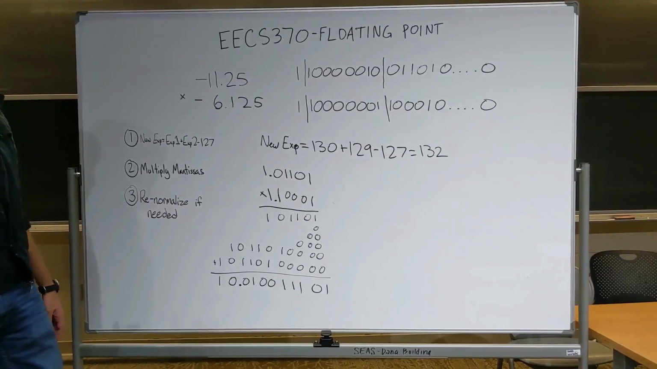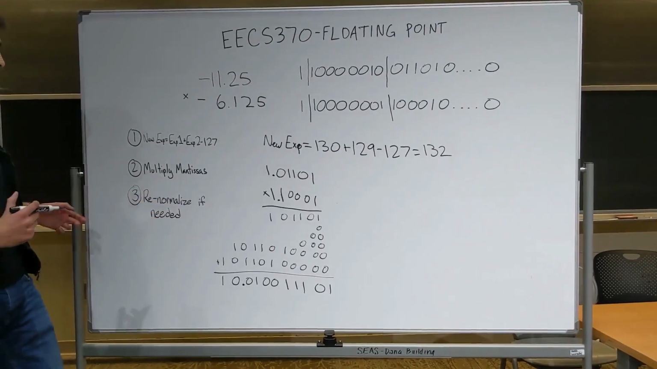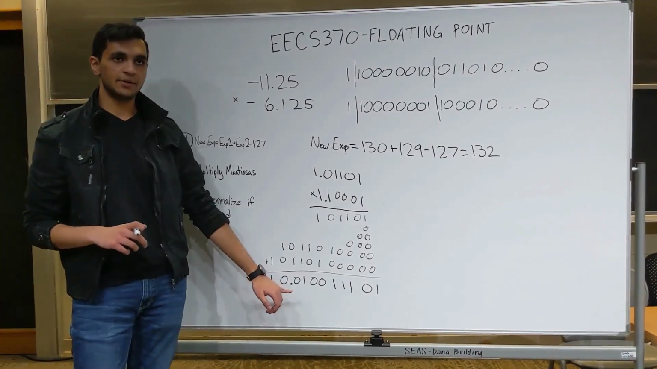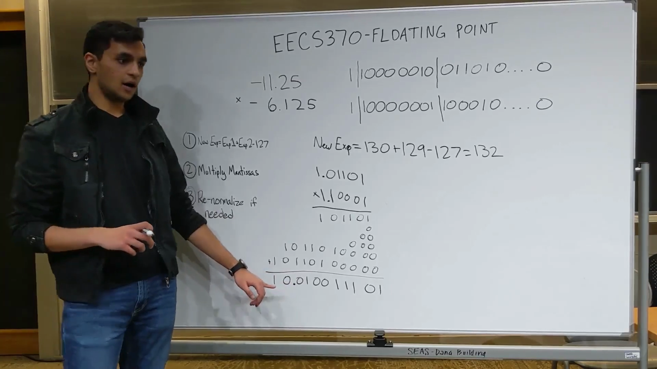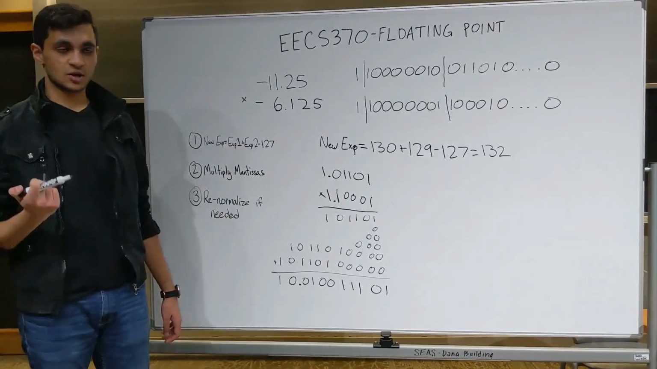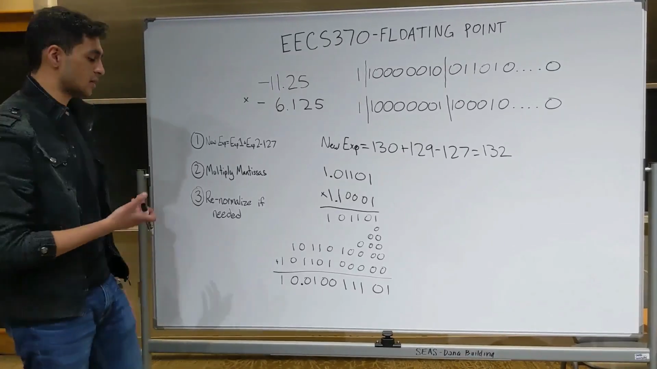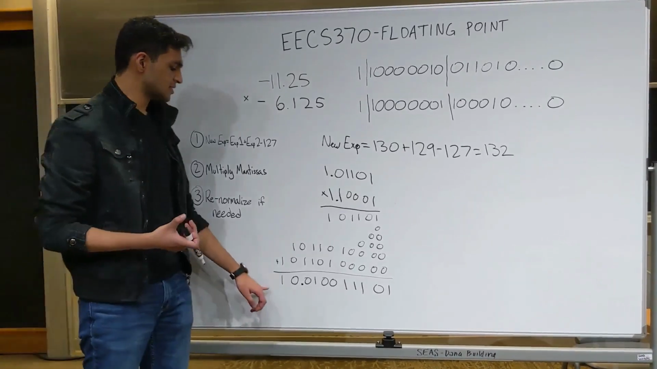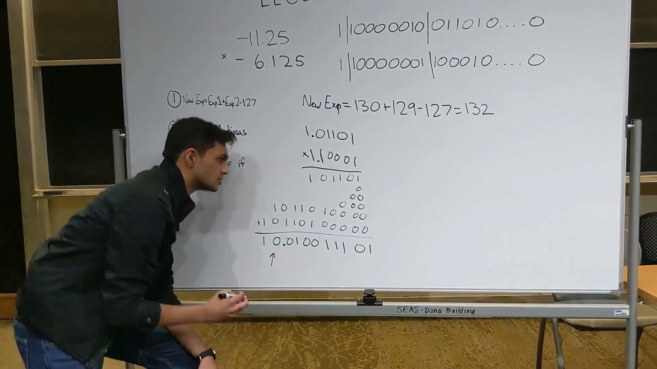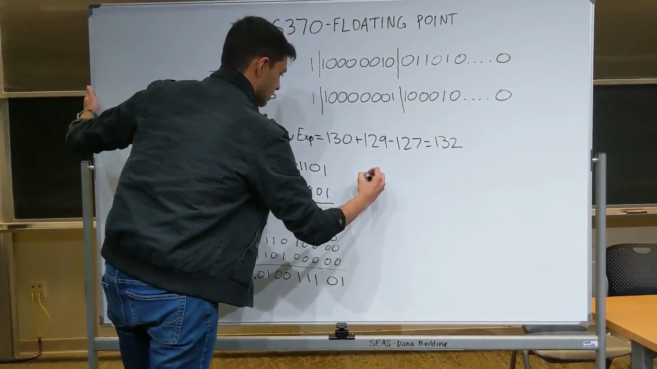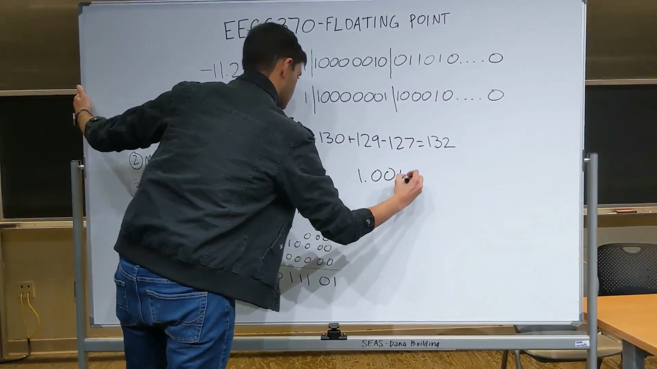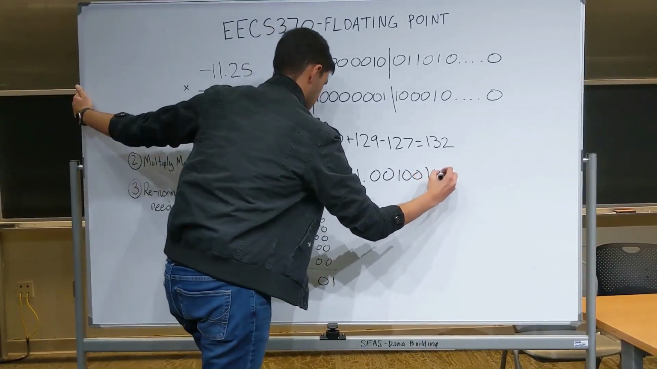Now we move on to the third step, which is renormalizing. If it turns out that this decimal point does not appear to the immediate right of the leftmost one of the binary sequence, then we need to renormalize it so that the decimal point is in the right position. In other words, this isn't good enough for us. We want the decimal point to be in this position. So we want our number to be 1.00100111101.